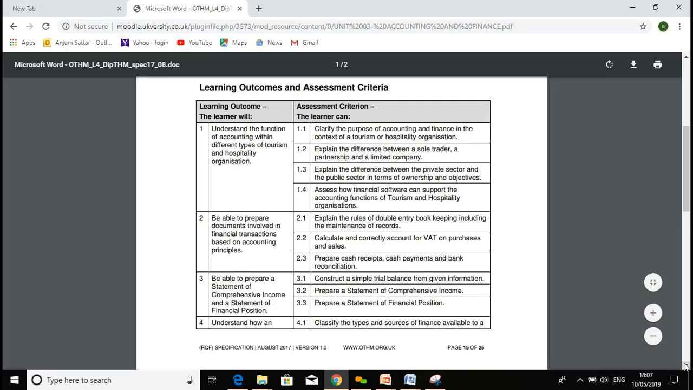We prepared cash receipt, cash payment, and bank reconciliation. We discussed how we can prepare a bank reconciliation, and we discussed the cash book and bank book. We discussed cash receipt and cash payment during the last lesson. So today we'll go through the trial balance, and by the trial balance we'll discuss the statement of comprehensive income and statement of financial position.